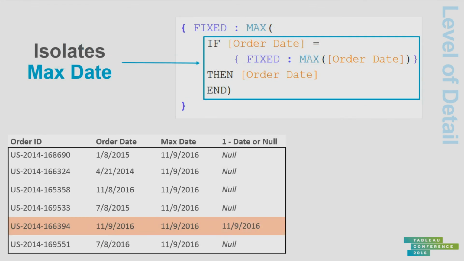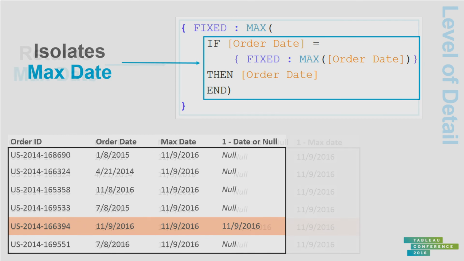Now, this next step isolates the maximum date. So if the order date equals the maximum date, then return the order date. So this goes through and says, well, this doesn't equal the maximum date. This also doesn't equal the maximum date, but this one does, and so it returns the date. In every other scenario, it's going to return null.